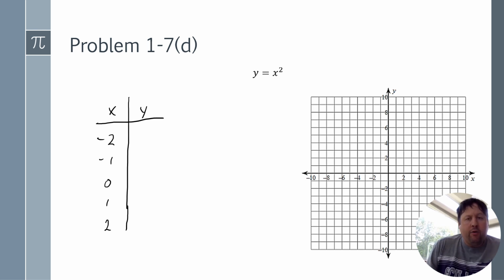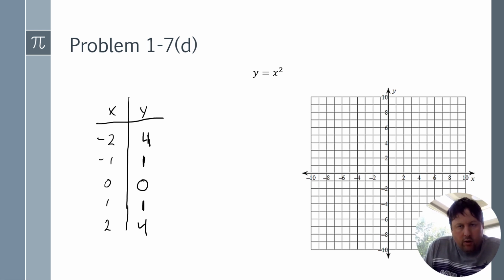Now, remember, anytime you square a number, the result is always positive. So when I put in negative 2 and square it, or times negative 2 by itself, I get positive 4. When I take negative 1 and square it, I get positive 1. 0 squared is 0, 1 squared is 1, and 2 squared is 4. So I plot those points: negative 2, 4; negative 1, 1; 0, 0; 1, 1; 2, 4.